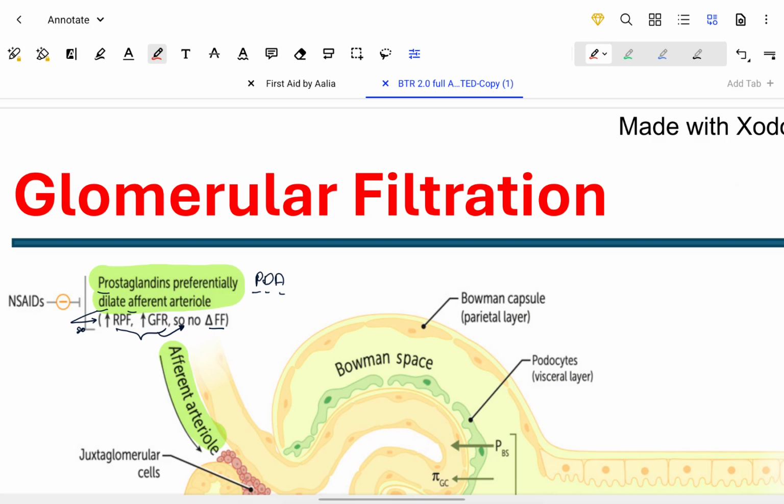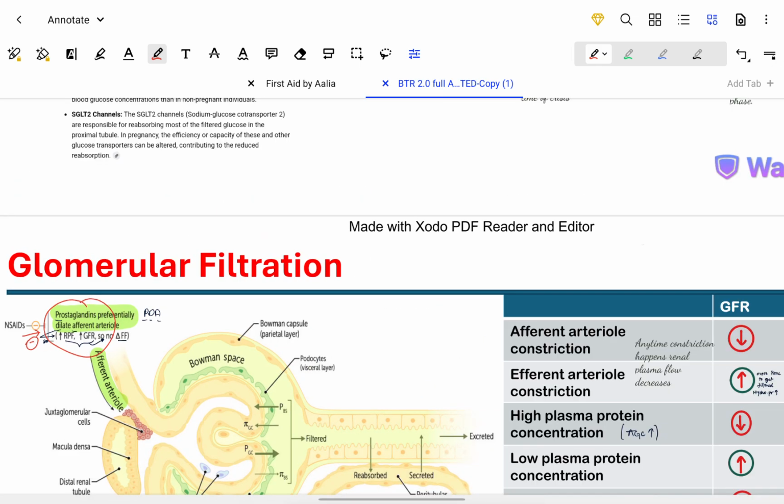The renal blood flow will decrease, the GFR will decrease. Basically, prostaglandins function is this. The NSAIDs are inhibiting the entire thing, okay? So it will decrease all of that. The prostaglandin is increasing the renal blood flow, plasma flow, and the GFR. So there's no delta FF change. Just remember, prostaglandins dilate afferent arteriole. You don't even have to remember. You know prostaglandin does the vasodilation work. But still, PDA: prostaglandins dilate afferent arteriole.